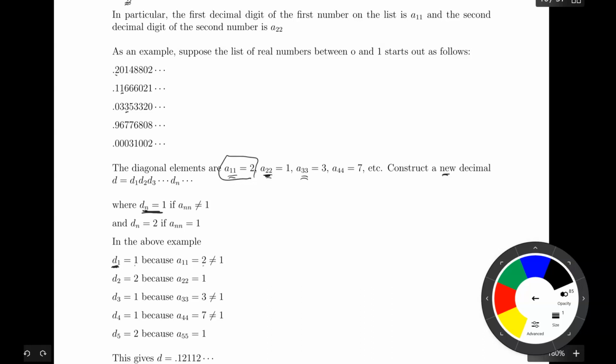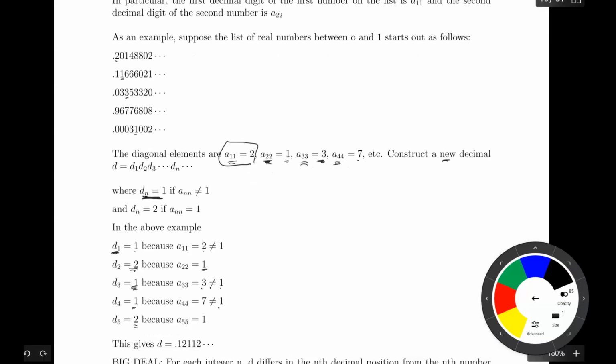Then a sub 2 2 is equal to 1, so we're going to keep it that way. No, so I'm sorry. a sub 2 2 is equal to 1, so we're going to change it to 2. It was 1, now we're going to change it to 2. a sub 3 3 was 3, which is not equal to 1, so we're going to make it 1. Moving forward, a sub 4 4 is 7, which is not 1, so we're changing it to 1. a sub 5 5 is 1, so we're going to change that diagonal entry to 2.